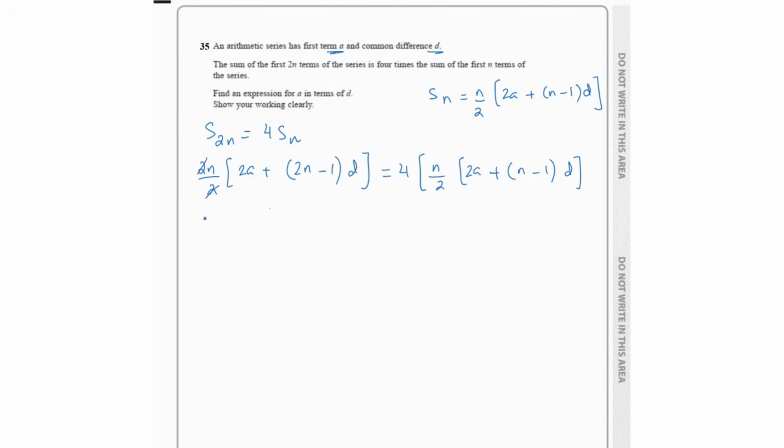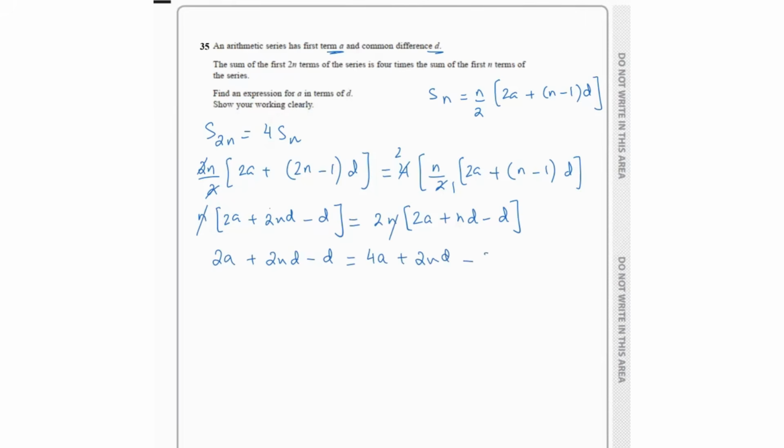Simplify this. So n bracket 2a plus 2nd minus d. This becomes 2, this becomes 1. So that's 2n bracket 2a plus nd minus d. Now n divided by n is going to be 1, so the n's are going to get cancelled out. And that's 2a plus 2nd minus d equals 4a plus 2nd minus 2d.